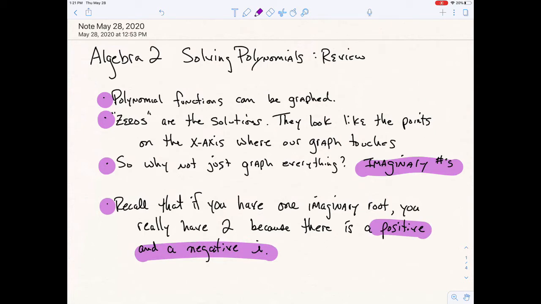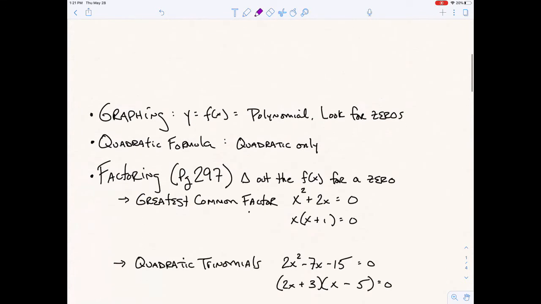So a couple of things that we're going to strategize on. Yes, graphing is a good way to solve, right? You can graph any polynomial, look for the zeros, and that will give you the real solutions. That will not give you the imaginary solutions. So graphing won't always give us everything that we need.